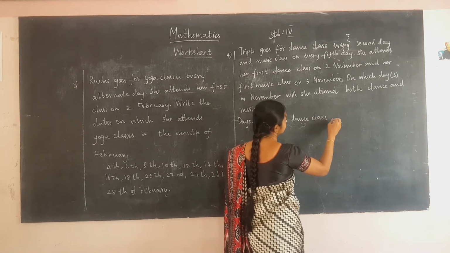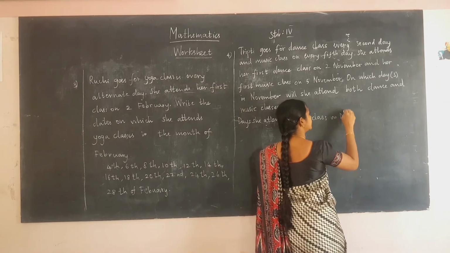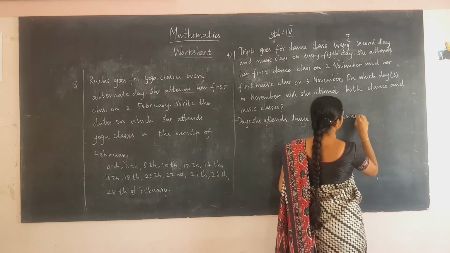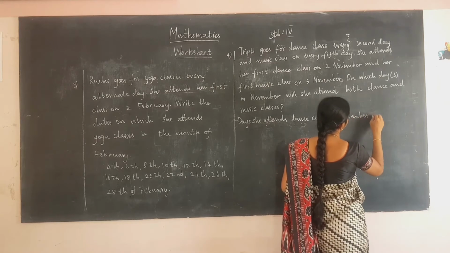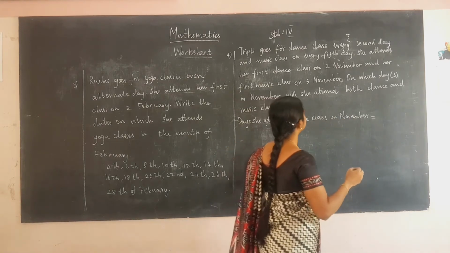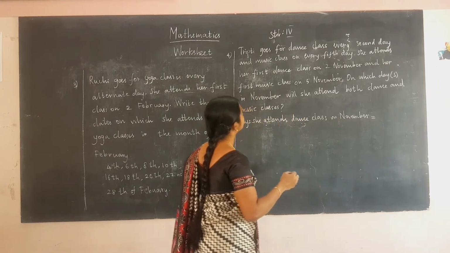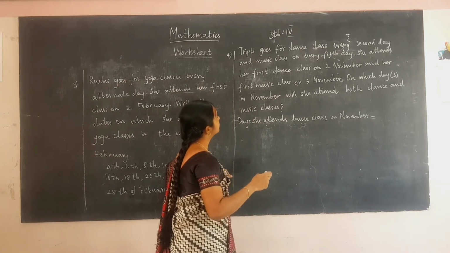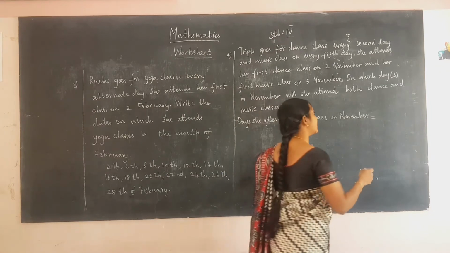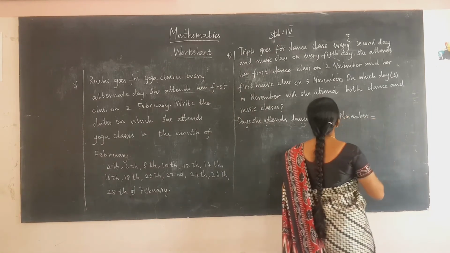On November. First she attends on 2nd. She attends dance class for every second day. So it is nothing but multiples of 2. So write the numbers after 2.